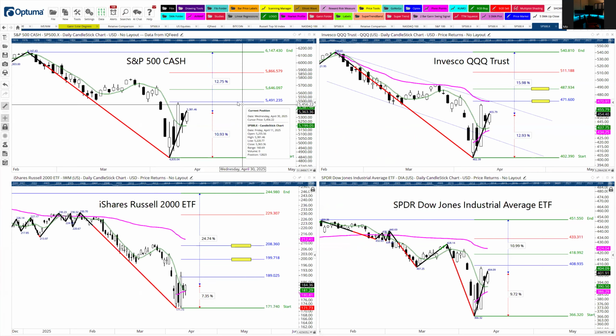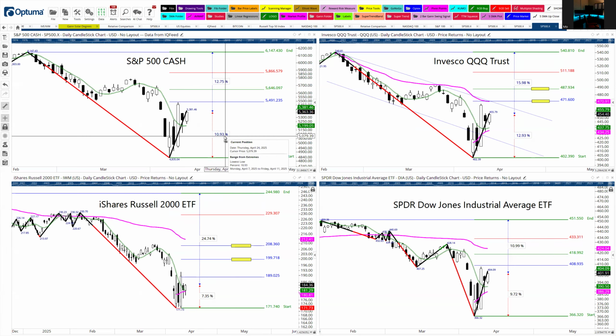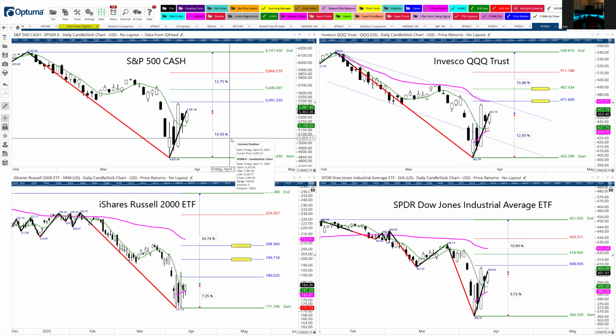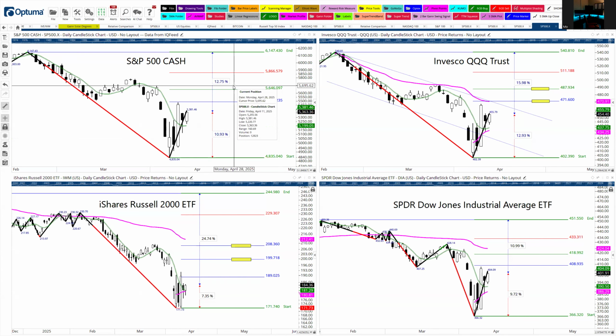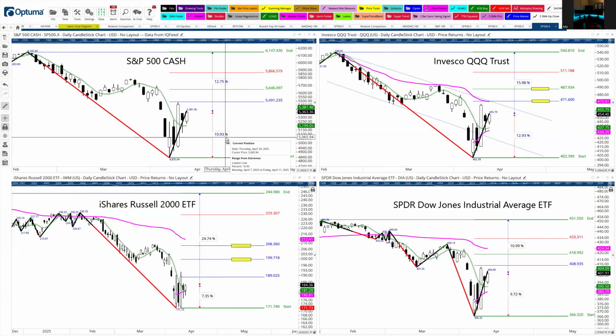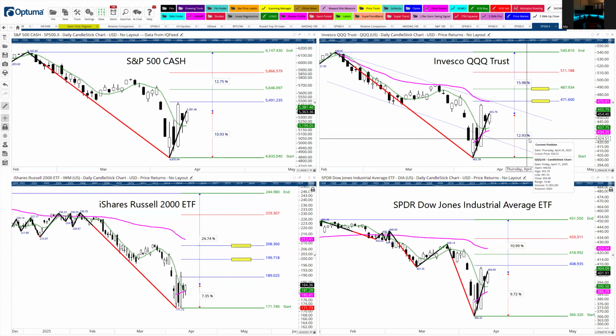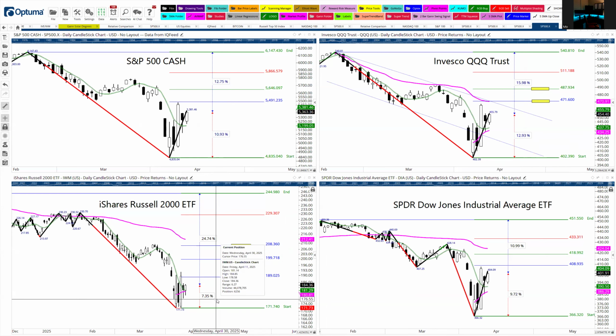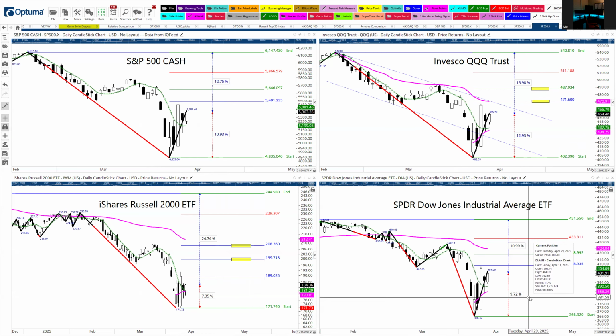What you see here, these percentage ranges, are called extreme moves. The extreme moves take the low and tell you exactly what the closing price was yesterday. So it tells you exactly how much you're off the lows and how much you're off the highs. You have almost 11 on the S&P, 13 on the Qs, 7.35 on the Riot House, and almost 10 on the diamonds.